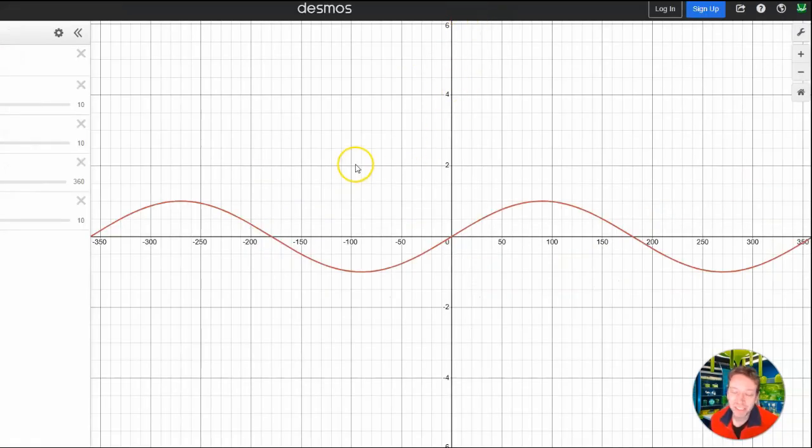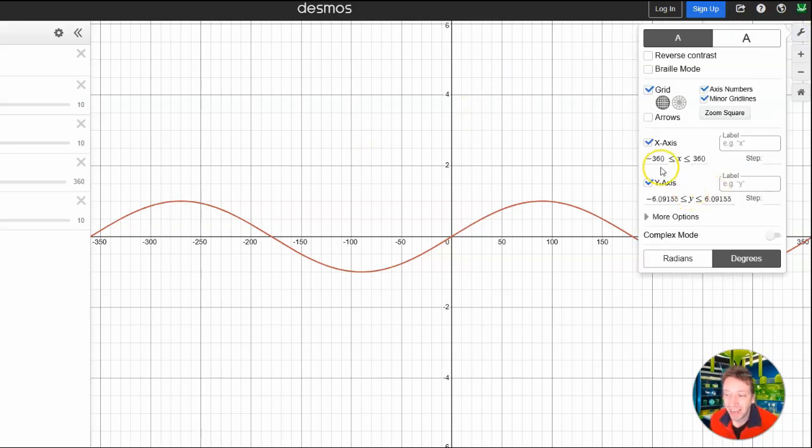Now, one thing I'm going to mention about Desmos, if you're checking your functions on Desmos, is it's probably going to look a little weird. So go into settings, and you want to change it from radians to degrees. Radians is the default setting. So change it to degrees, and then you can change your x-axis limits, or your domain for what you can see on your graph, to something like this.